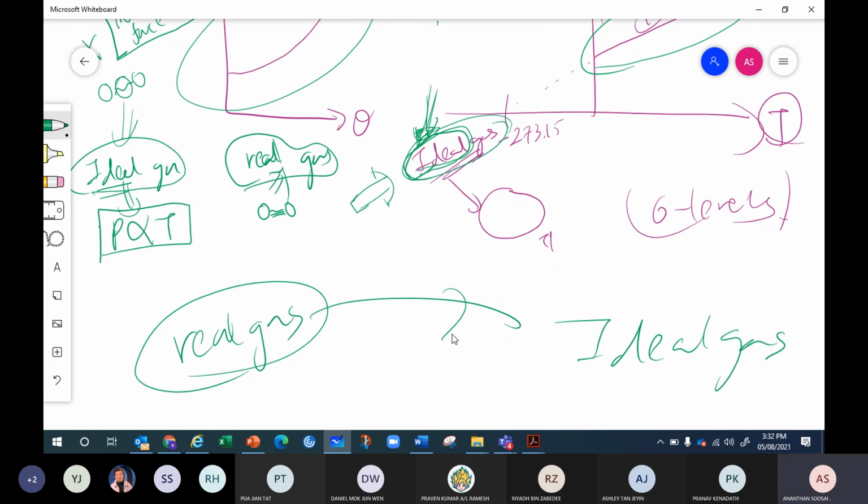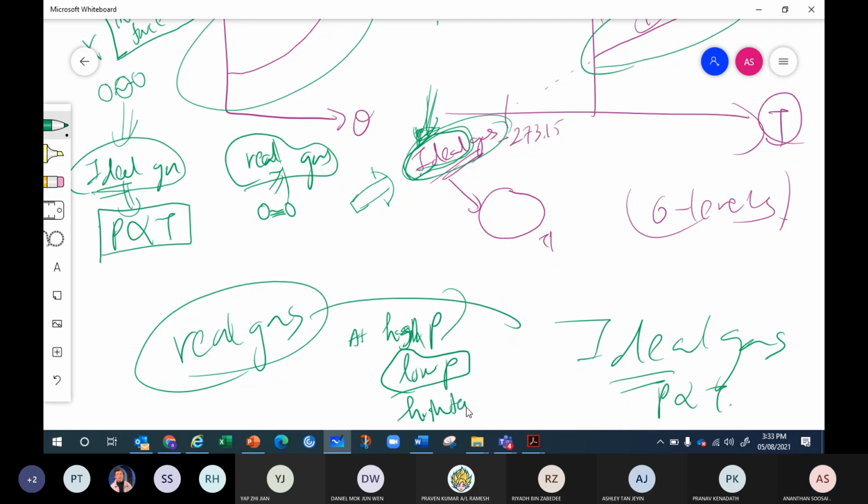How do we convert real gas to ideal gas? Real gas can act ideally, that means it follows this pressure proportional to temperature, at high pressure or at low pressure. Low pressure and high temperature. Very good. Low pressure and high temperature, right?